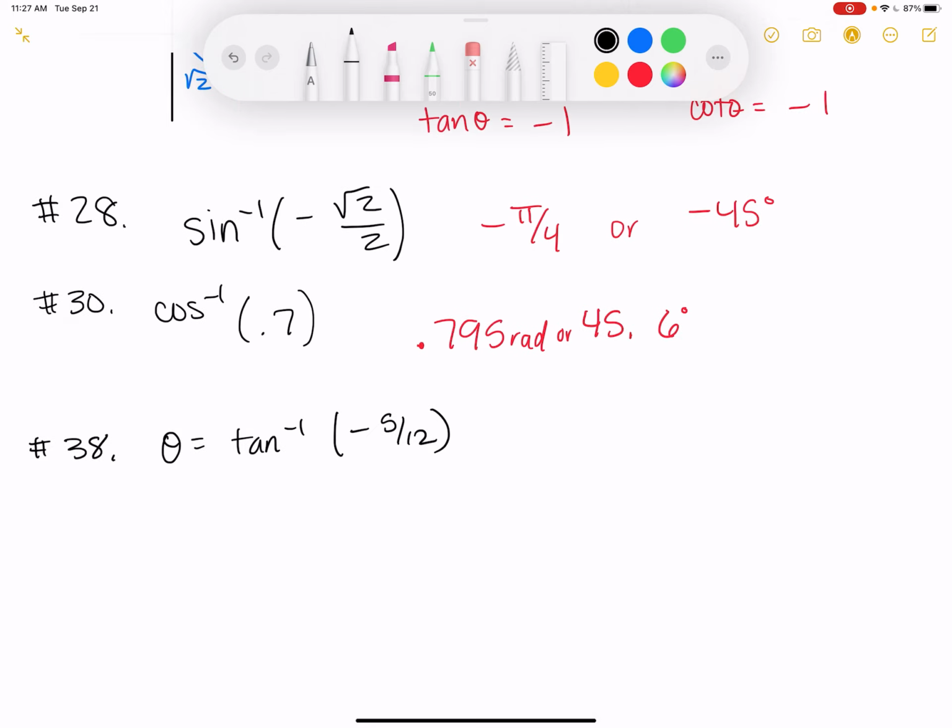Alright, so we need to set up to draw a picture. For tangent, or inverse tangent, to be negative, it's got to be down in that bottom right quadrant. It also falls on the right-hand side like sine does. So that means we're going to be drawn down here like this. And we're opposite over adjacent, so 5 and 12.